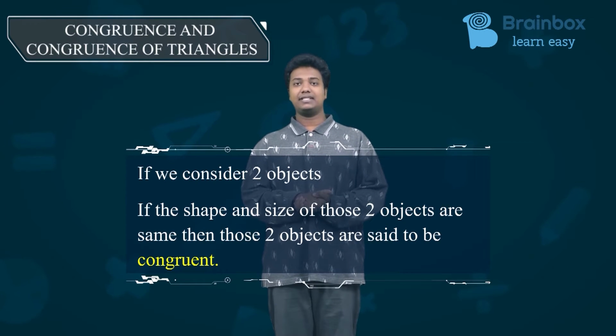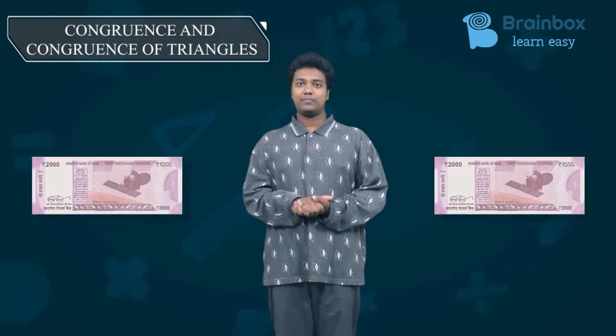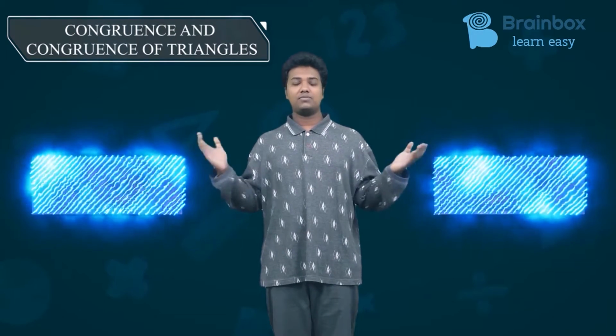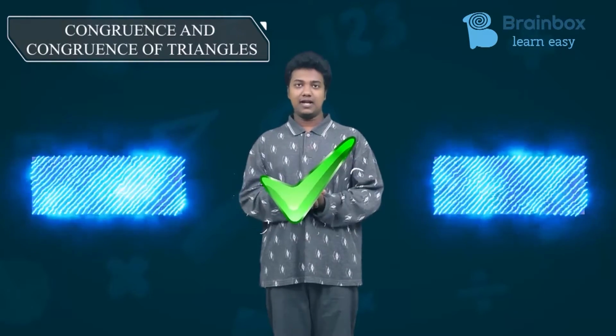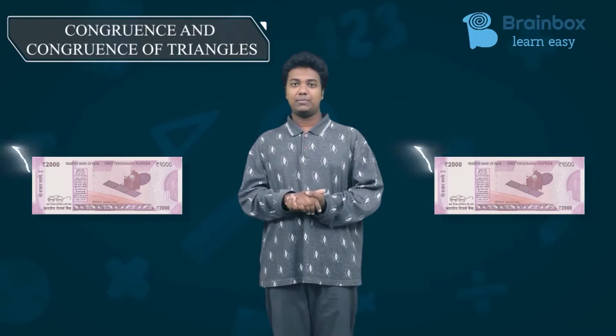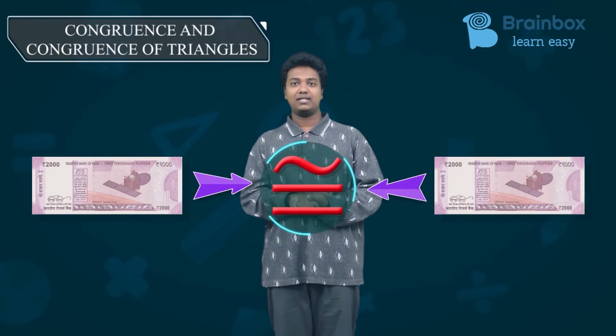Let us consider an example. Suppose here are two 2000 notes. If you observe these 2000 notes, aren't they of the same size? Yes, right? And check their shape. They are of the same shape, right? Hence, these two notes are said to be congruent.